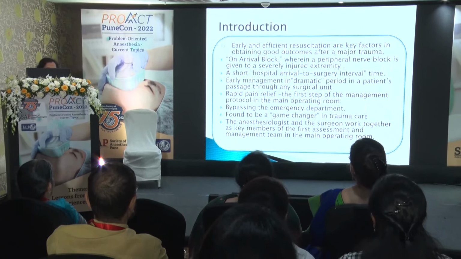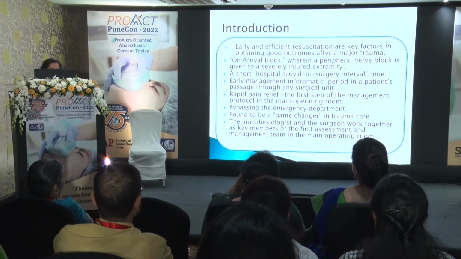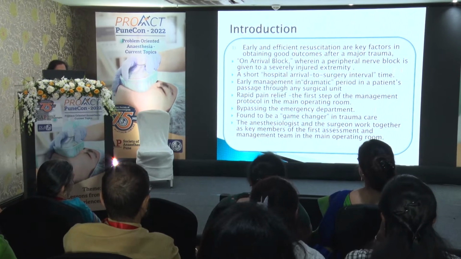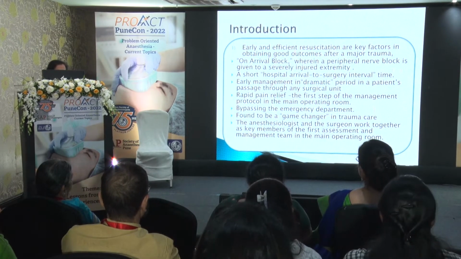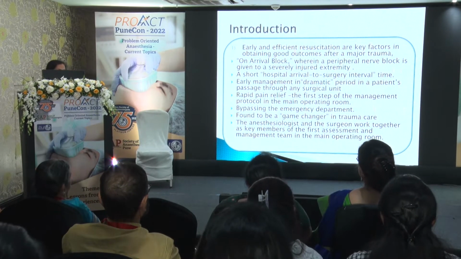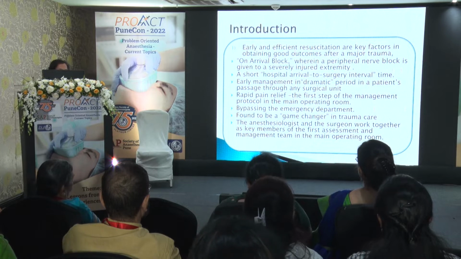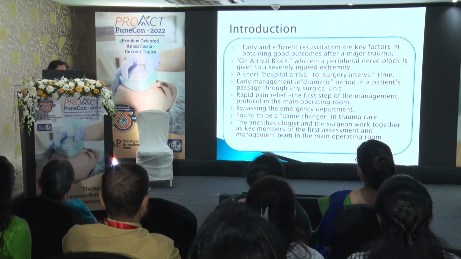Going to the introduction. Early and efficient resuscitation are the key factors in obtaining good outcomes for major trauma. On-arrival block, wherein the peripheral nerve block is given to the severely injured extremity. In short, the hospital arrival to surgery time is shortened. Early management in this dramatic period, in the patient's passage to any surgical unit, is cut short.